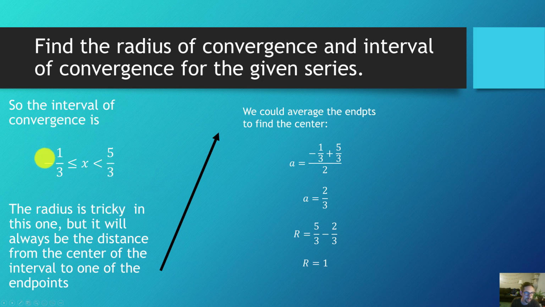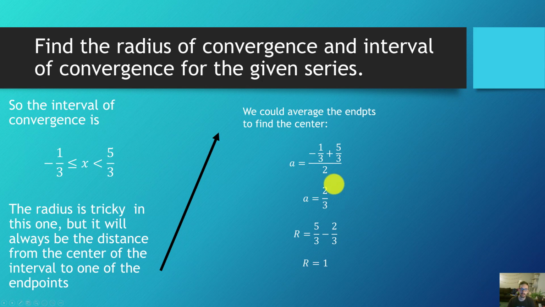So if we want to know what's the center, it would just be the middle of these two numbers. And if you want to know what's exactly between two numbers, you take the average. So we're going to add them up and divide by 2. Negative 1/3 plus 5/3 divided by 2 will give us 2/3. And then if we take 5/3 minus 2/3, the endpoint minus the center, we will get 1. So the radius of convergence is 1 with a center of 2/3.